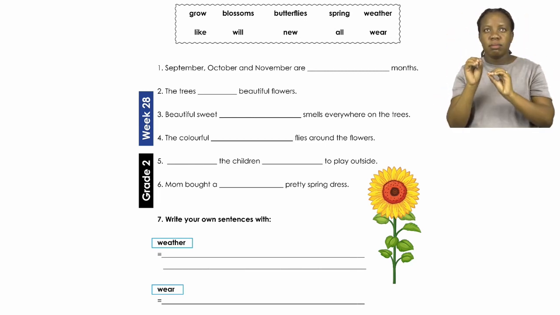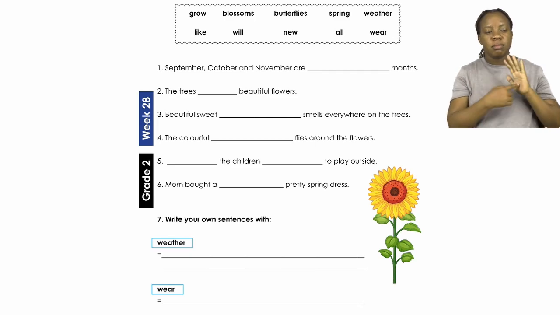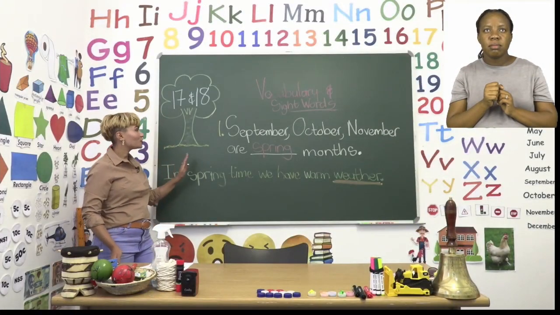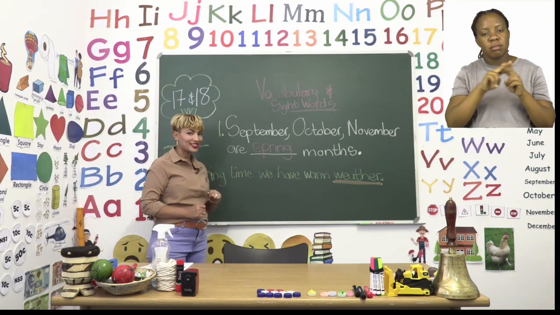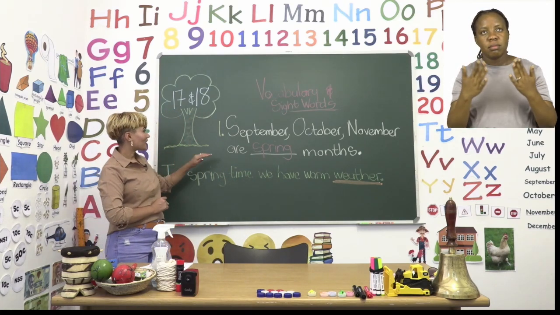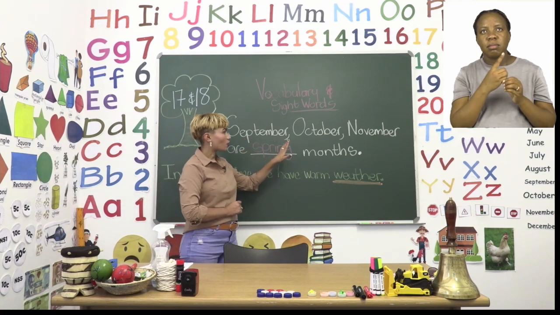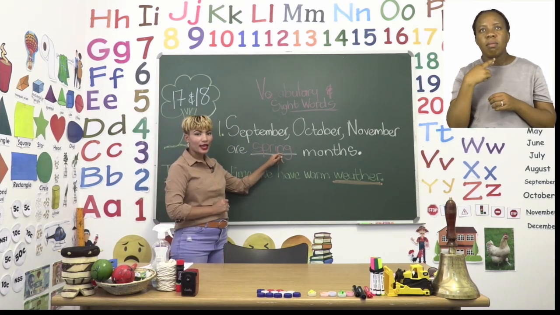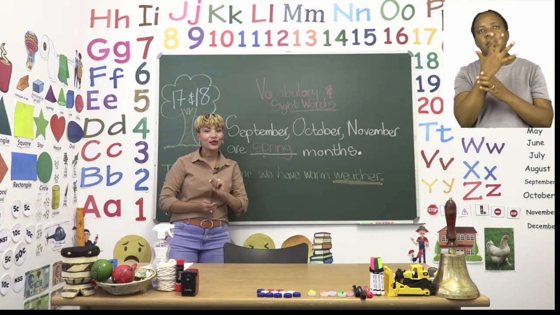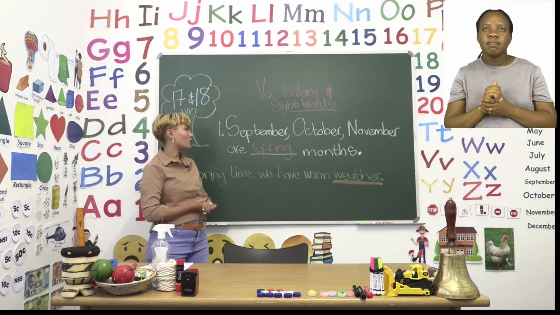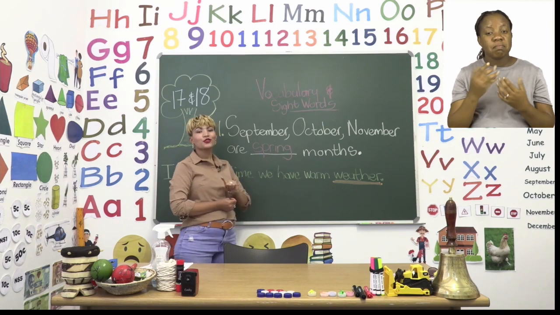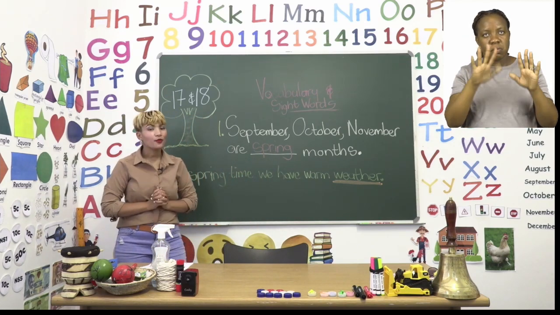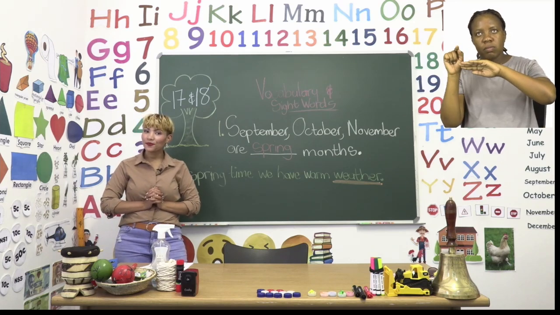Now I wrote one sentence on the board for you so that you can see how you need to use all the words to finish or complete the sentences. Now the sentence is: September, October, November are spring months. Now you will see we already made use of the word spring, so you can also go ahead and scratch out this word because we used it already.